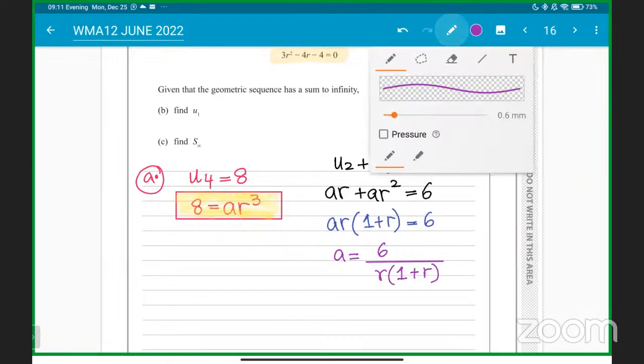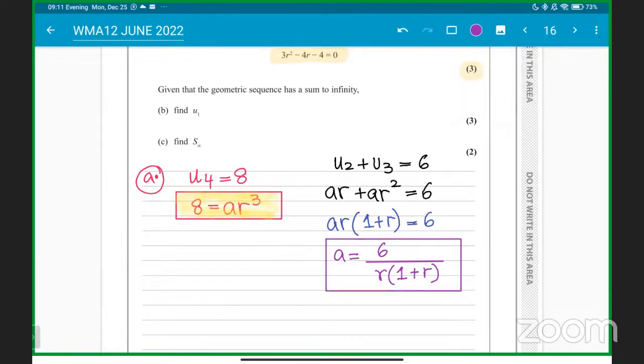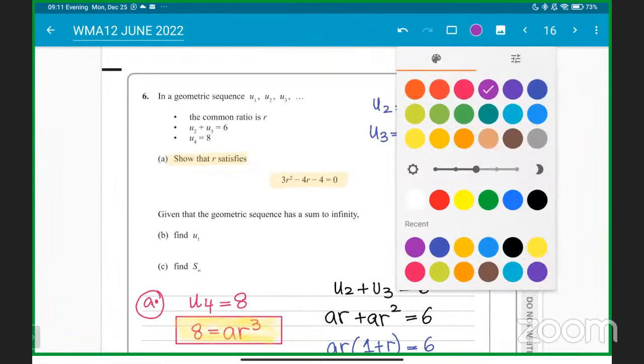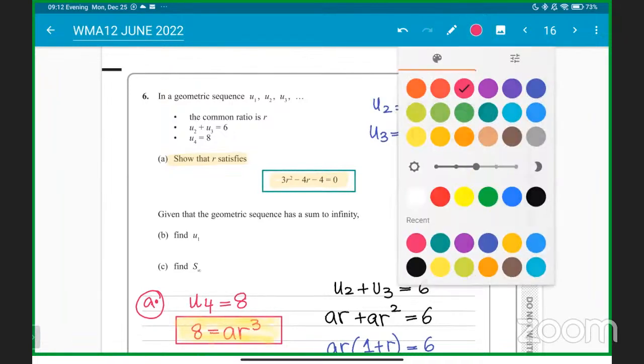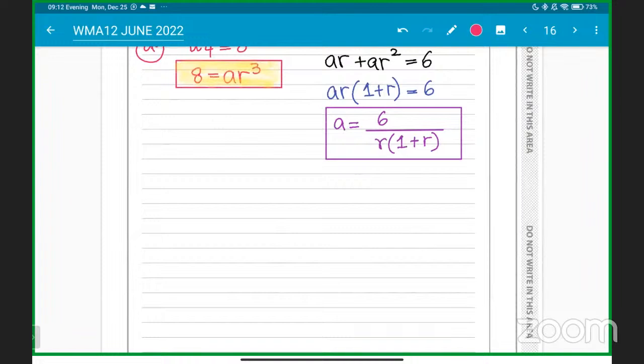A the subject. Why have I made A the subject? Because the examiner wants it shown in terms of R, okay? So that's why I've made A the subject, sir. And now I'm going to put it in there. So it will be 8 is equal to, instead of A, you can write 6 over R times of 1 plus R, times R cube. Got it clear? Understood? Any problem?